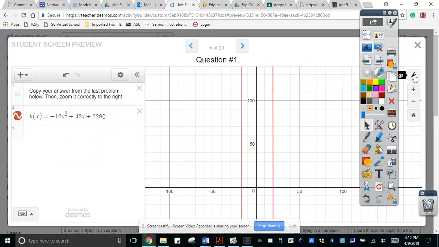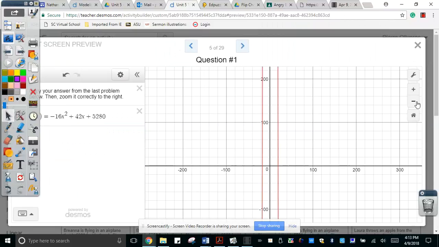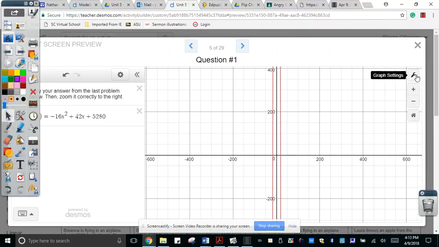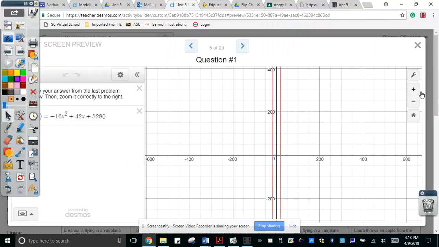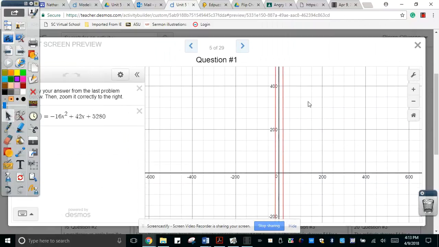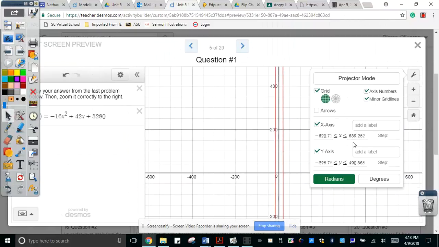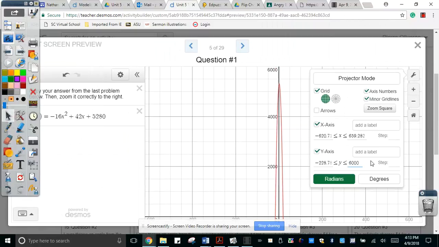So what I can do to see the entire graph here, I have to get rid of this. Maybe I need to make the y value smaller. Okay. I can check the question first. What's the maximum height of the glue stick? Since I'm looking for the maximum height, I need to find the highest point of the graph, right? So I have to scroll up. But since it's too high, I might need to make the zoom of the y value big enough, like maybe 6,000. There you go.